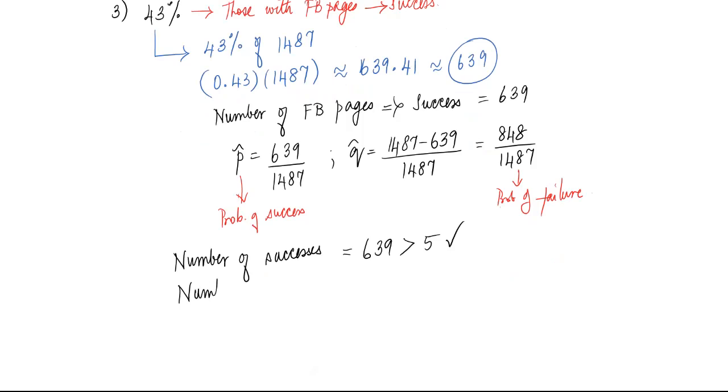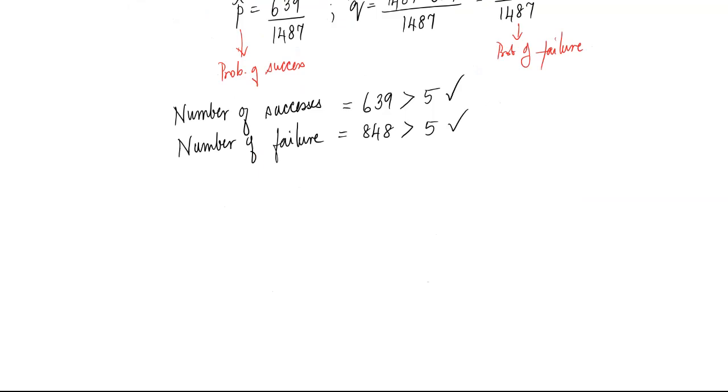And the number of failures must also be at least 5, which means 5 or more. So 848 is also greater than 5. So all of these conditions have been satisfied completely. Then you could use technology to do the calculations. We could do it manually here. So now we're ready to answer question A.